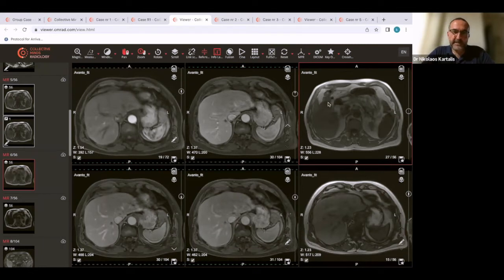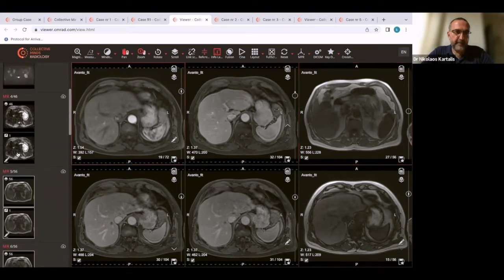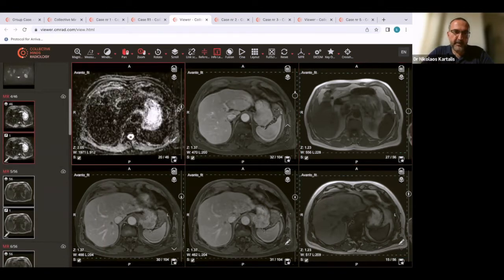So let's get some votes. And during the time, I can show you the images again. So this is the opposed phase, and this is the in-phase image. And I will get the ADC map again on this side to indicate where the lesion is.